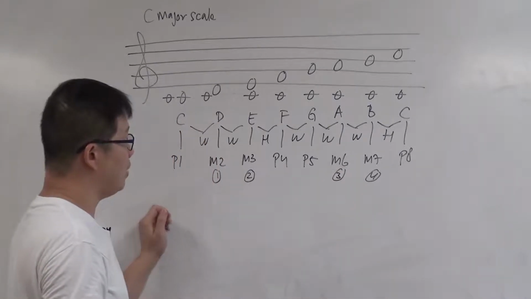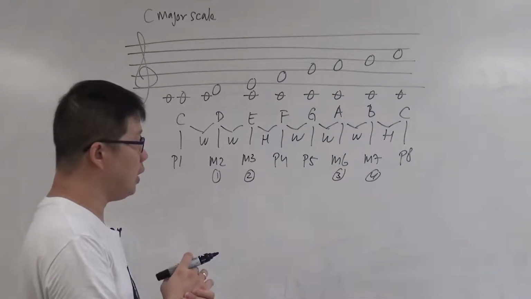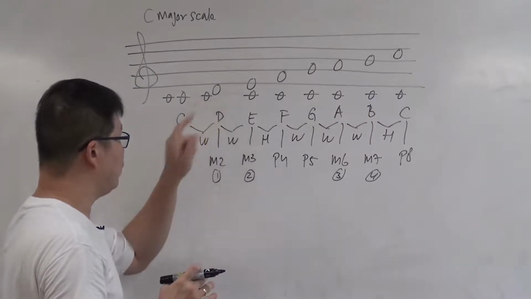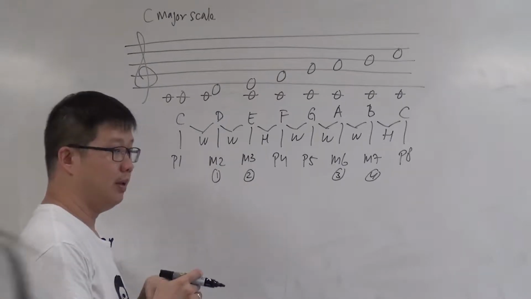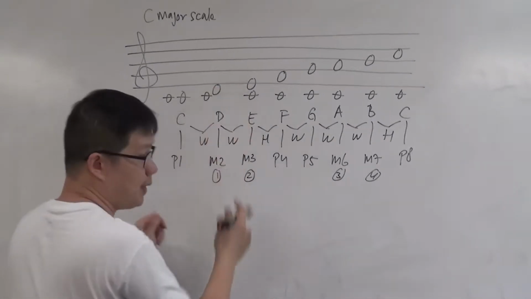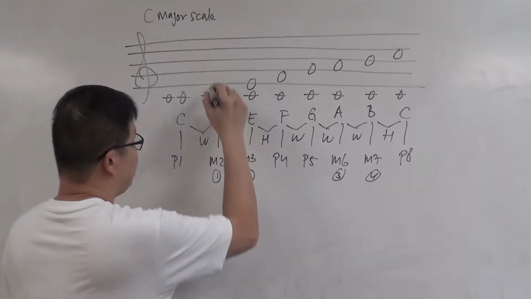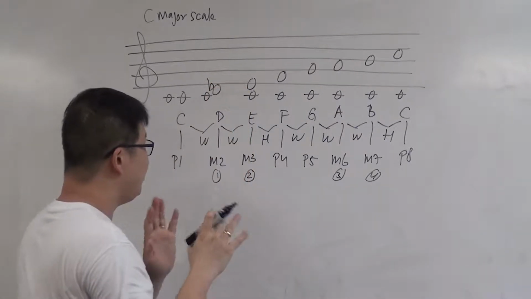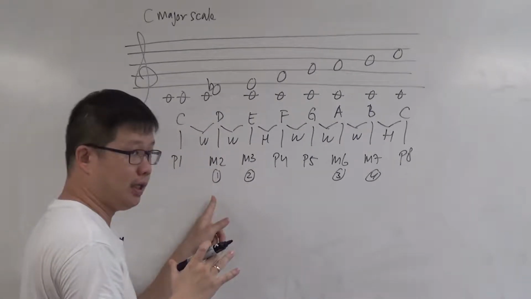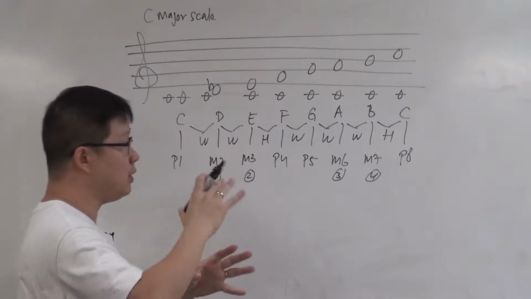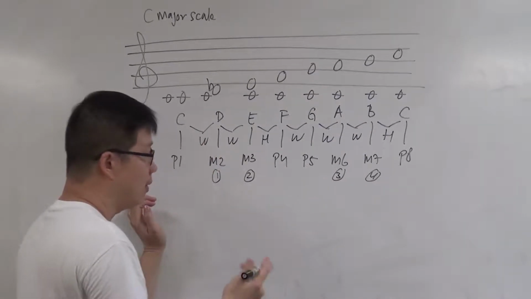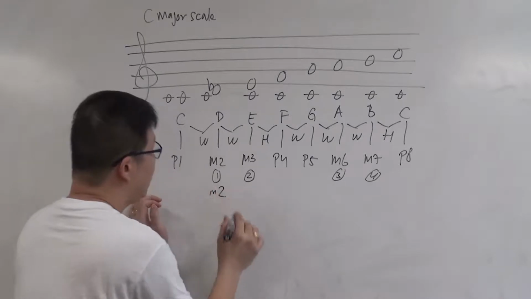Now if I want to decrease, we always base it on the second note. C to D, which one is the second note? D is the second note, right? So I will put a flat here because I want to decrease by a semitone. Without the flat, this is a major second. But after we decrease it by a semitone, it becomes a minor second.